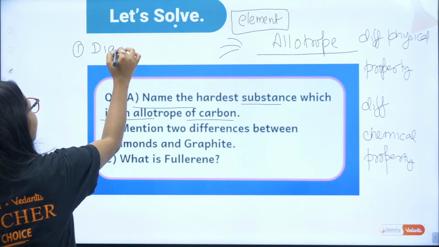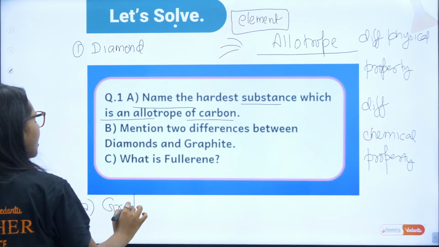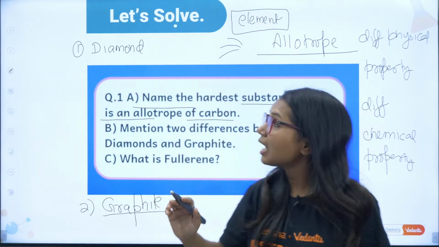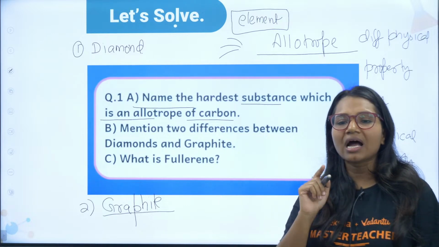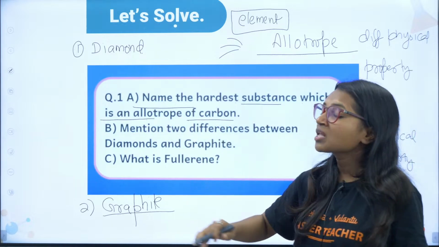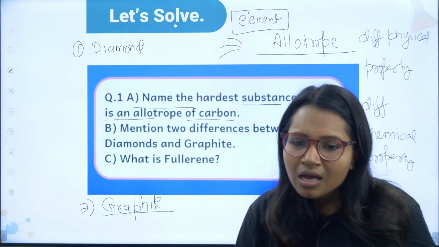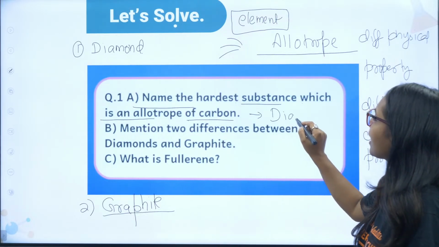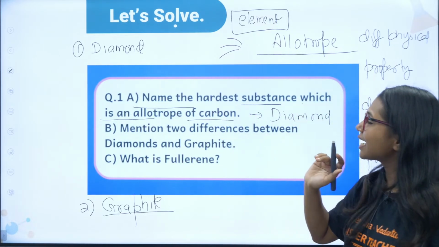Diamond, correct. And then we have graphite, and fullerene. These are the allotropes of carbon. Among diamond and graphite, which is the hardest? Correct, Dhanush, you have given the correct answer. There are various allotropes of carbon. Very good, Amrit, Rachita. The correct answer here is diamond. So the hardest substance which is an allotrope of carbon is diamond.